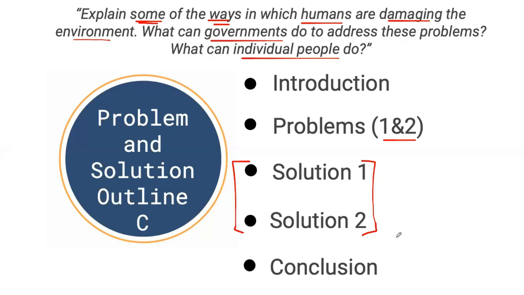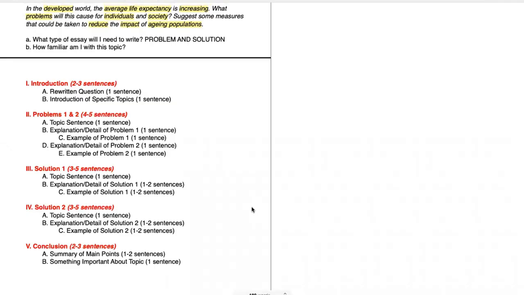Now, keep this fresh in your mind. I'm going to take you back to our writing page so we can start making our outline. Okay, now here we are with our outline. You'll recognize the red headings. This is what we just looked at on the previous slide. And I've just filled in the various sentences and topics that I'll be using.